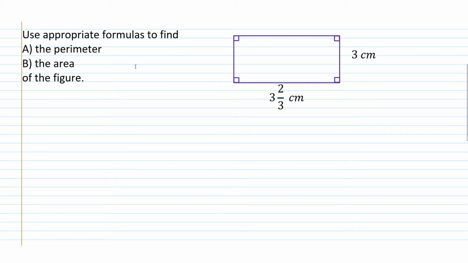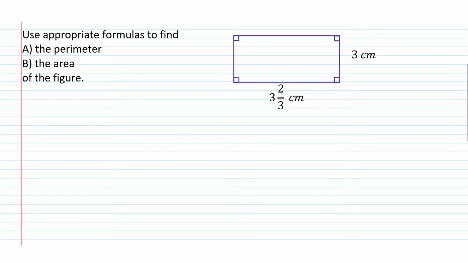In this video, we're going to talk about finding the perimeter and area of the figure that's given here. It is a rectangle. The reason I know that is because the corners are marked with 90-degree angles. We have a side of length 3 2/3 centimeters and a side of length 3 centimeters.